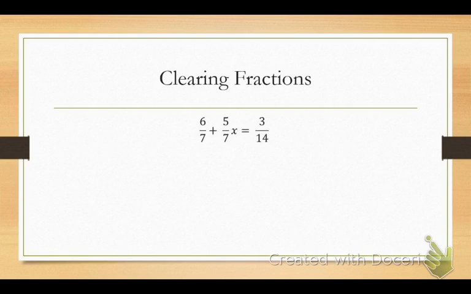So in order to clear the fractions, I must multiply by the LCD. So what is my LCD? 14. And remember, guys, what we're doing is we are distributing this 14. What does it mean? 14 times 6/7. I can cross-reduce all of these denominators. Cross-reduce 7 and 14 to make a 2. And then 2 times 6 is what? Okay, 2 times 6 is 12.